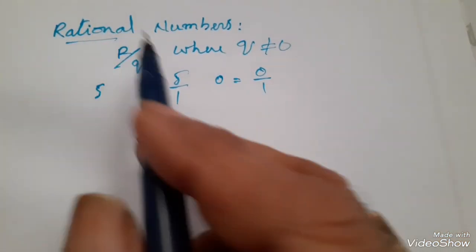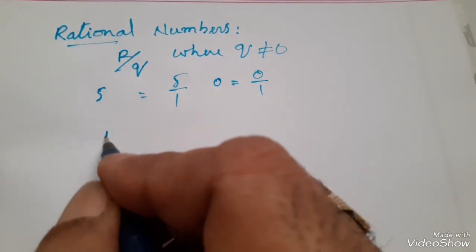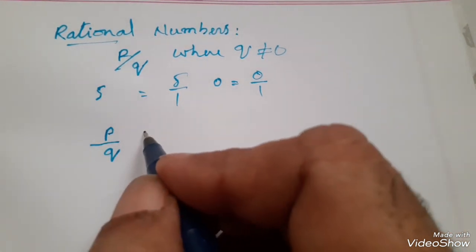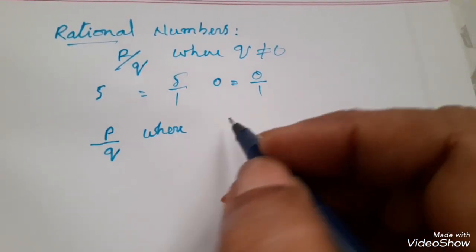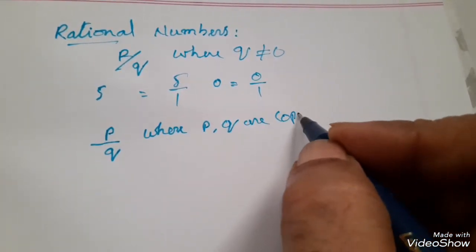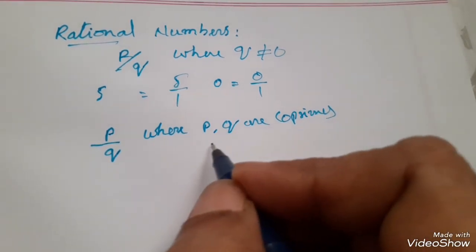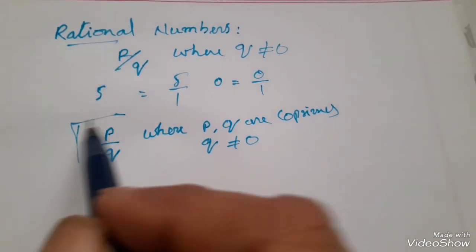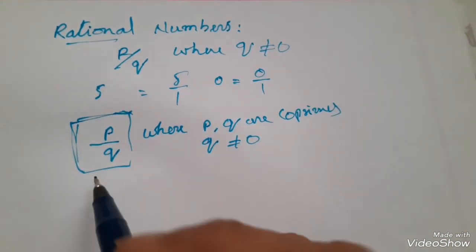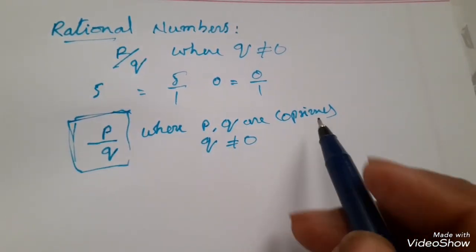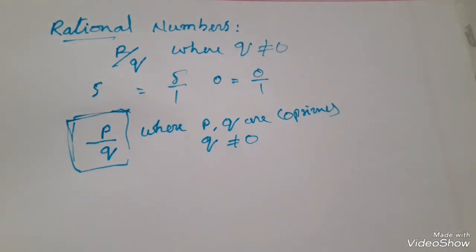So here the standard form of a rational number is p by q, where p and q are co-primes and q is not equal to 0. So p by q is a rational number. It is the standard form of a rational number when both p and q are co-primes and q is not equal to 0. So they are rational numbers.